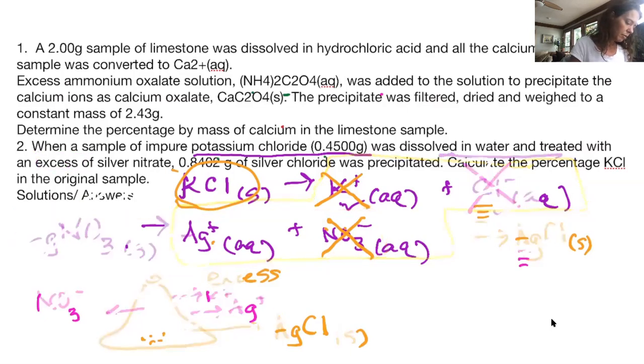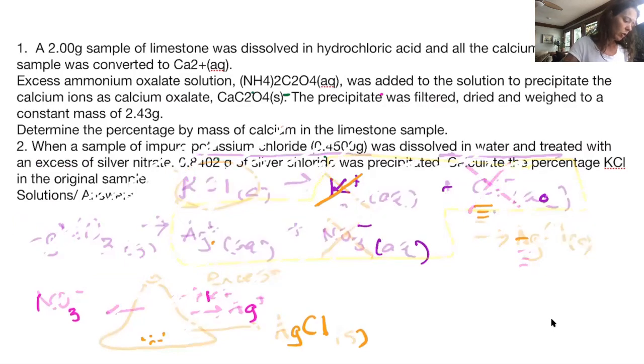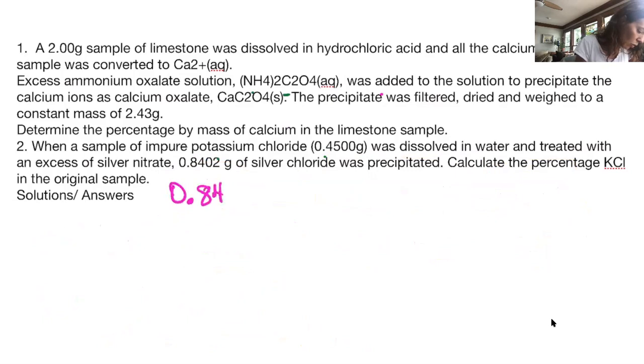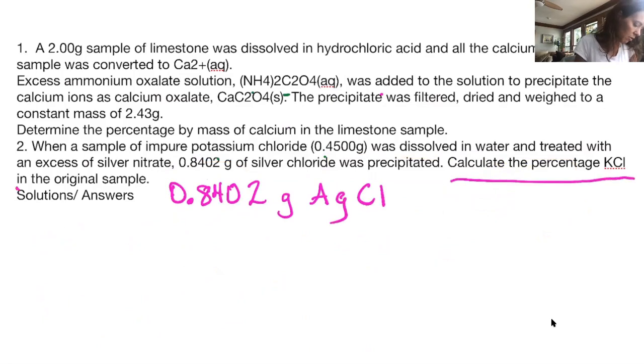Now, the problem tells us that after we did all that, we isolated our precipitate, we filtered it, we rinsed it, and we dried it, all right, until we had a constant mass to ensure that all of the water was gone. We have a precipitate that has been washed, filtered, rinsed, and dried several times. That weighs this right here. And the question is, calculate the percent KCl in the original sample.